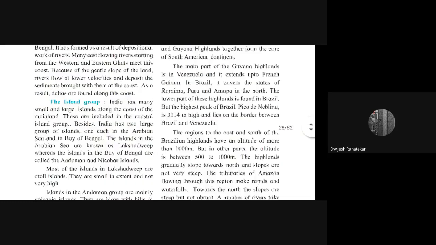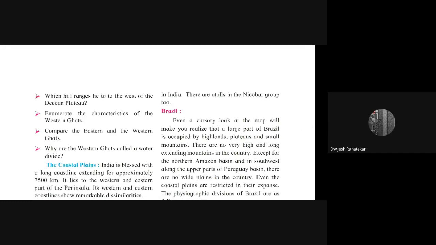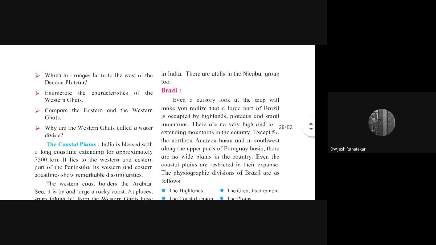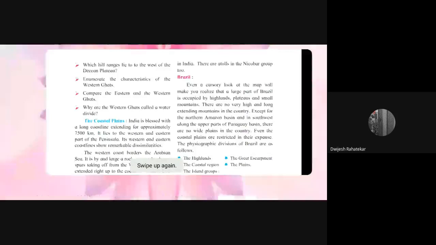So if the question asks what are the islands in India, then you have to give their topography, physiography. Basically in Lakshadweep, these are plain islands. No mountains, no hilly region there. But in Andaman Nicobar, there is hilly region. These are the volcanic islands. So all this is about the Andaman and Nicobar.